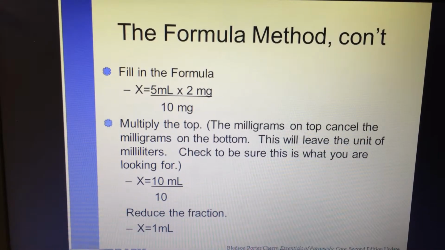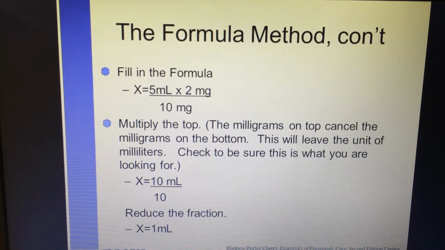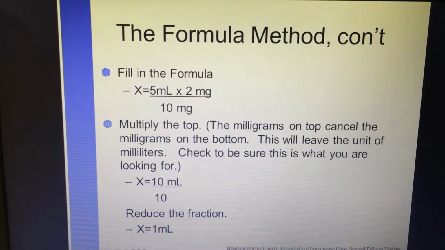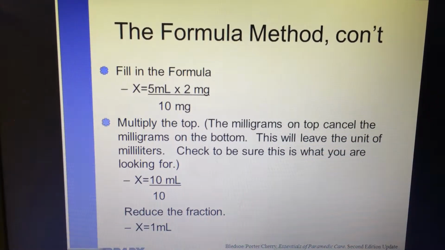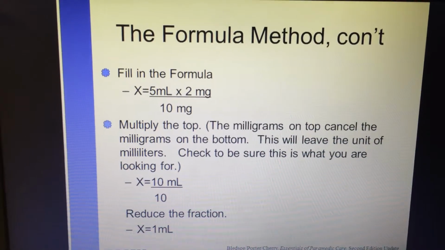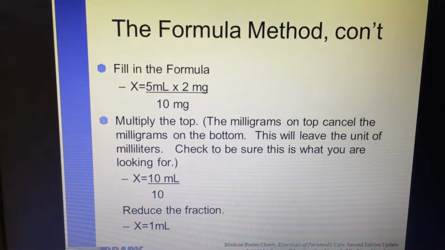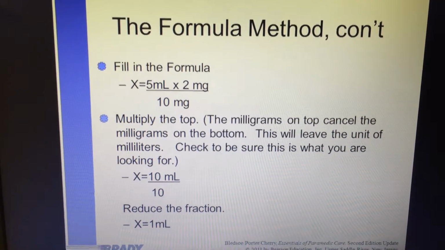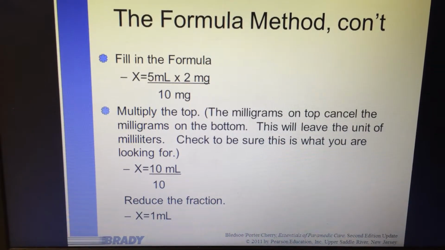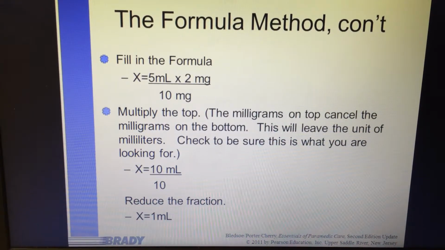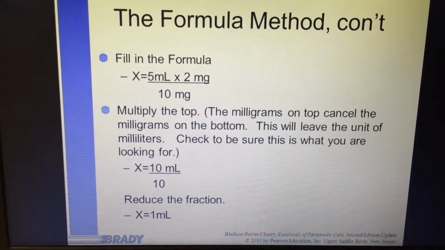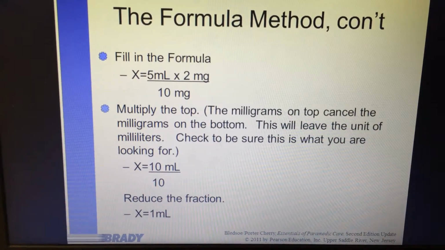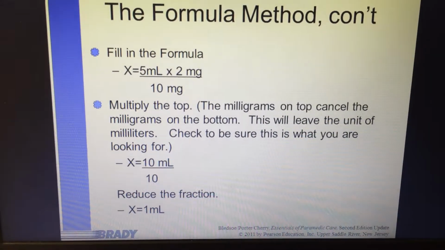So you're going to set this up so your milligrams cross out: 5 mils times 2 milligrams divided by 10 milligrams. Milligrams cancel out. And basically what you're looking at is 10 over 10, and so you're looking to give 1 mil to give that dosage. Makes sense? Hopefully that's pretty easy. I think we knocked that one out pretty good.